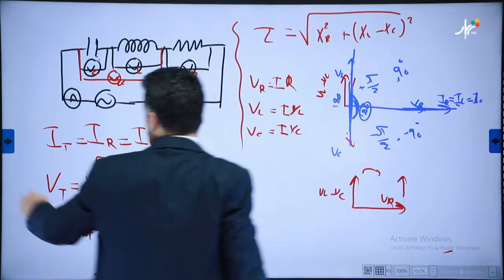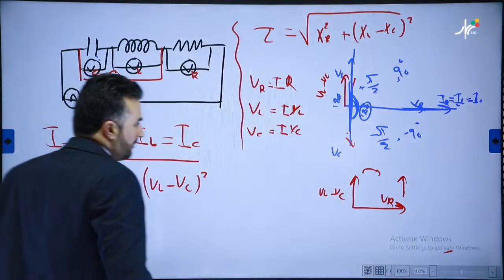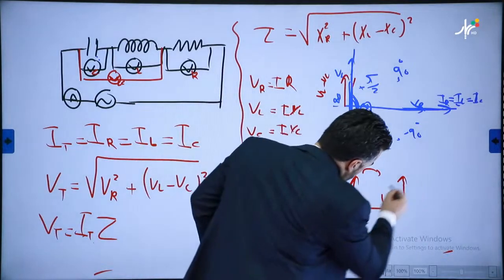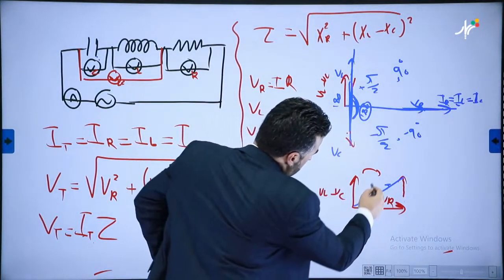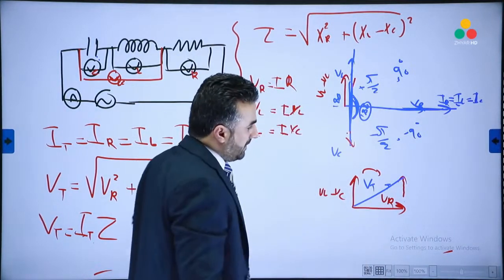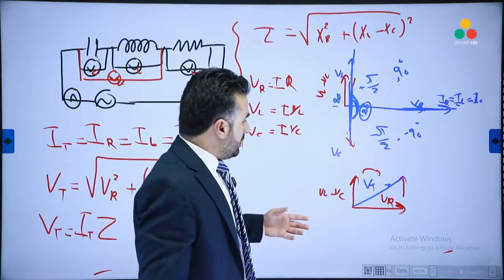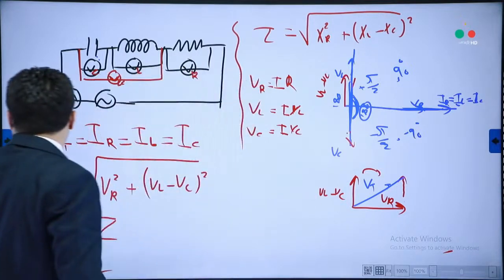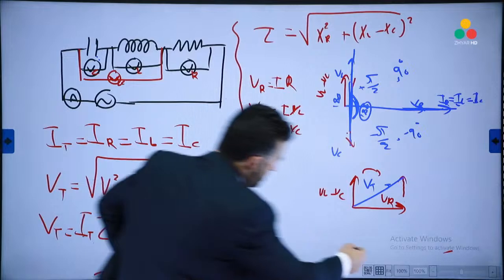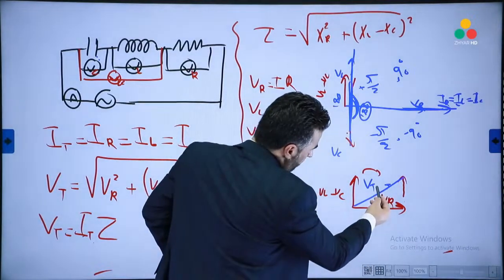So the final answer, or not the final answer, we can say the total is going to be this one here. So this basically represents the V total. What do I mean by V total? Now remember this. When I say this, remember this is just the total voltage, yeah?